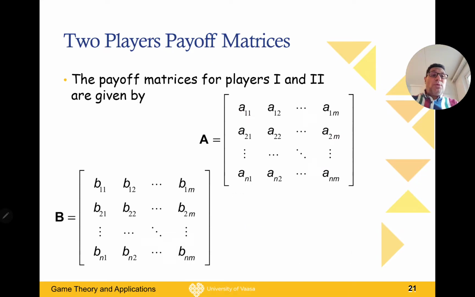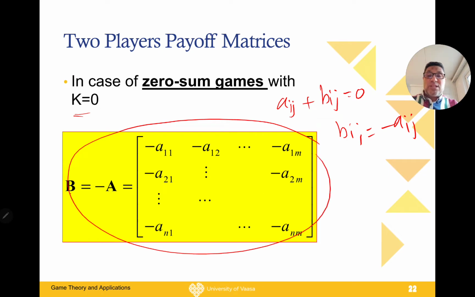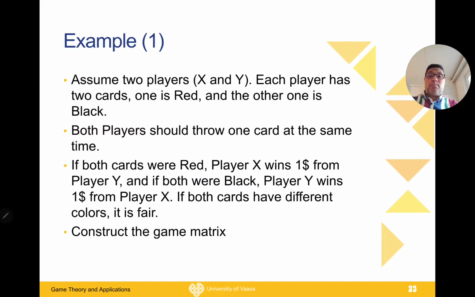Okay, so now we can see here that in the case of a two-player payoff matrix, this is the payoff of player one, and this is the payoff of player two. In case we have a zero-sum game with K equal to 0, of course in this case B is just the inverse of A, because as we said Aij plus Bij equal to 0. So in this case, Bij equal to minus Aij, as we can see here. So this is the case of a zero-sum game.